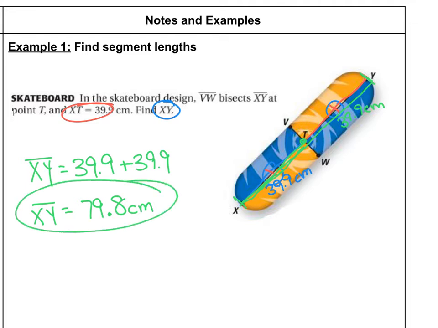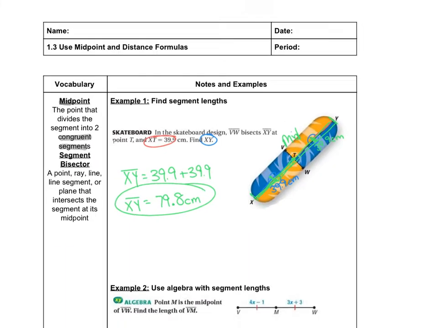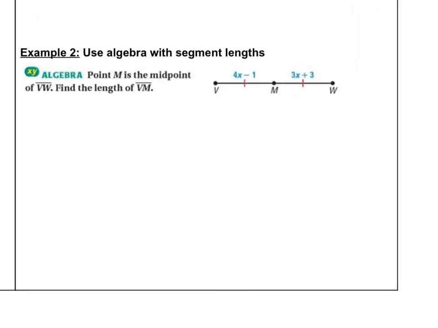T in this case would be our midpoint. Okay, we don't have to be told that. We can tell that by the tick marks, making this side equal to this side. All right, example number 2.